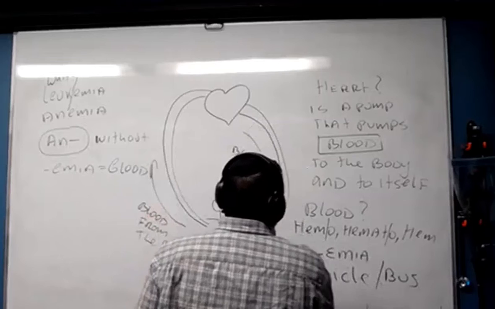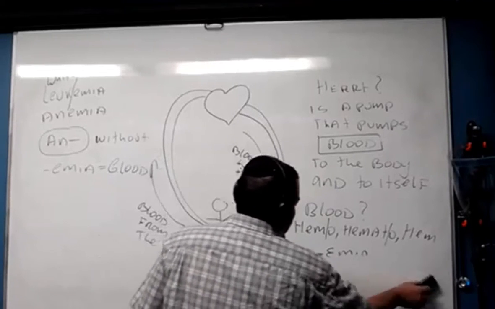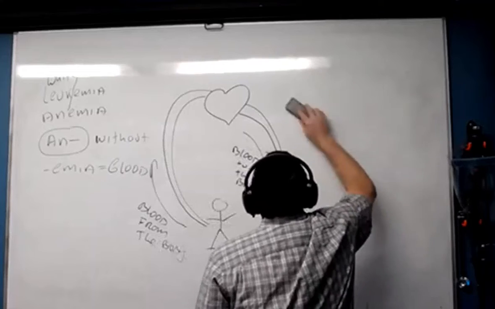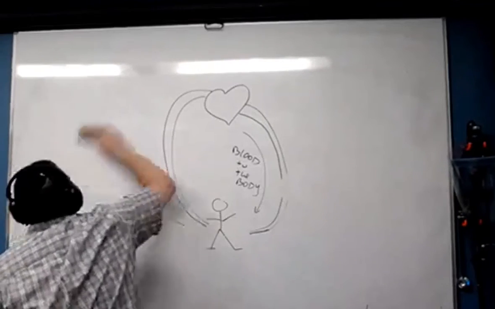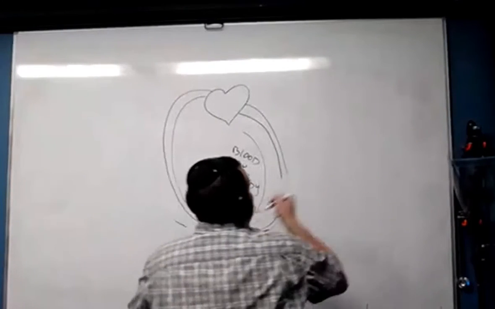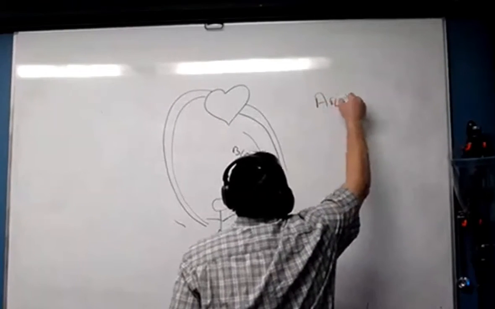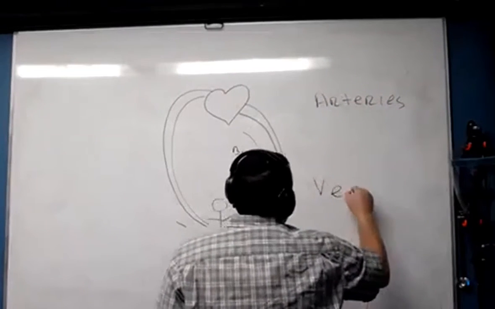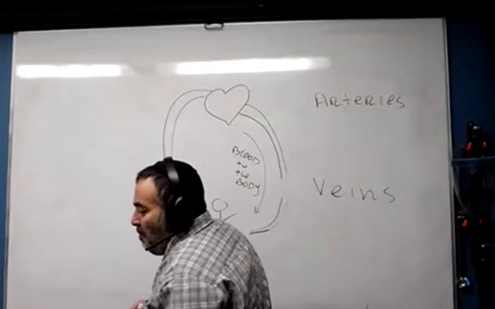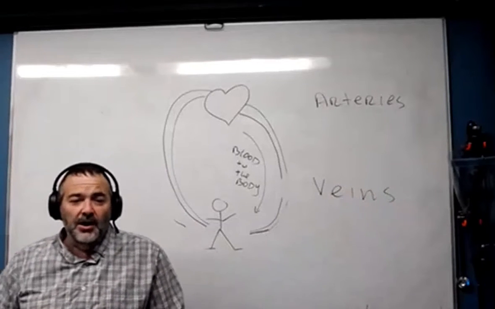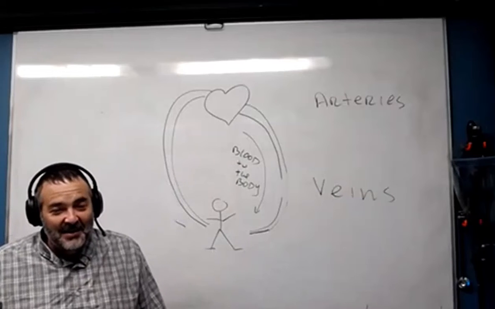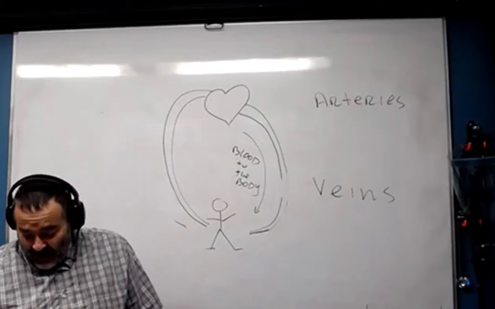Now, why is this important to what we're studying right now? For the following reasons. There are different blood vessels. One type of blood vessel is called arteries, and the other one is called veins. I bet you know these words. You just don't know what's the difference. Right? Am I correct?